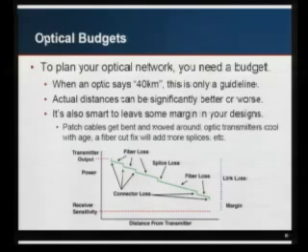So in order to plan your network, basically you need to come up with an optical budget. When you buy an optic from a vendor and it says 40 kilometers, that doesn't mean anything. That's a guideline. You can, in some cases, do a lot better. In some cases, you can do a lot worse. So you need to figure out, and here's kind of a diagram showing the way that you do this.